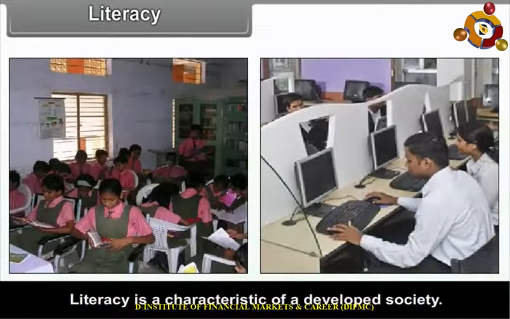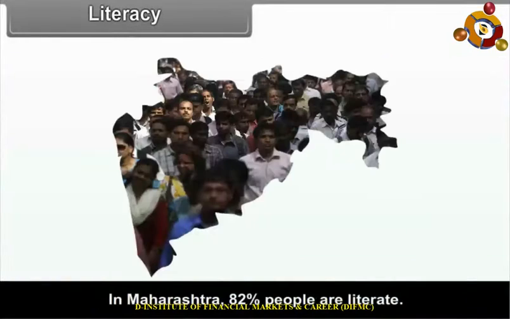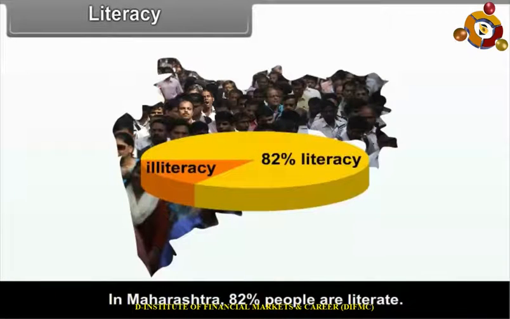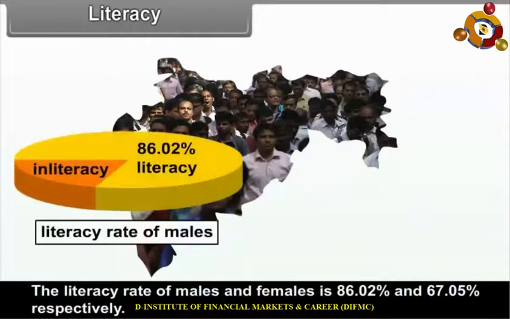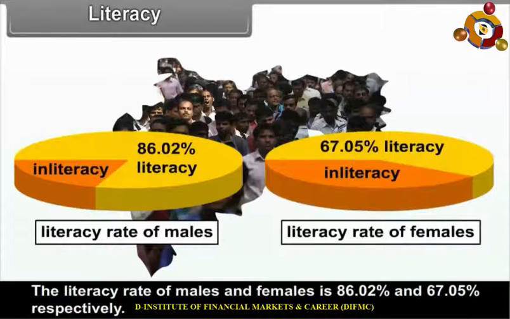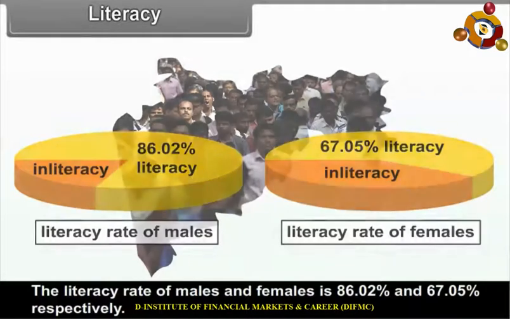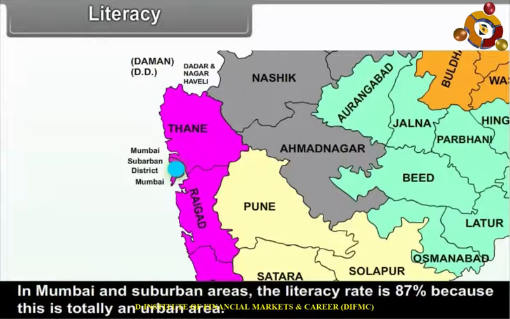(7.2.3) Literacy. Literacy is a characteristic of a developed society. In Maharashtra, 82% people are literate. The literacy rate of males and females is 86.02% and 67.05% respectively. In Mumbai and suburban areas, the literacy rate is 87% because this is totally an urban area.